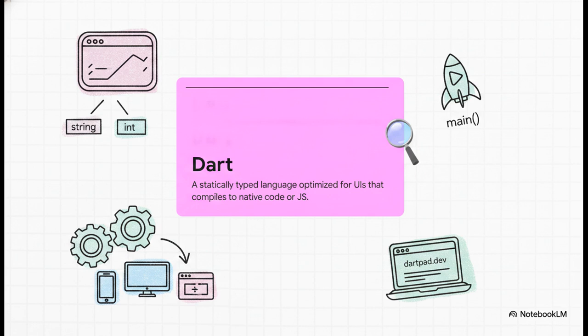Dart compiles directly to native machine code for your mobile and desktop apps, or to JavaScript for the web. Now, to kickstart any Dart application, you absolutely require a main function. It's the engine that starts the whole thing up. And the best part? You don't even need to install anything today to follow along. You can test all of these concepts straight in your browser over at dartpad.dev.